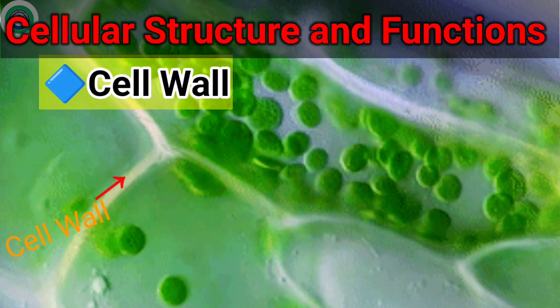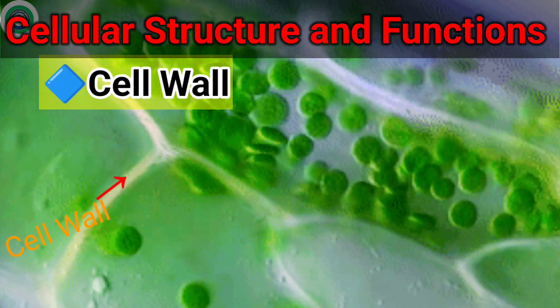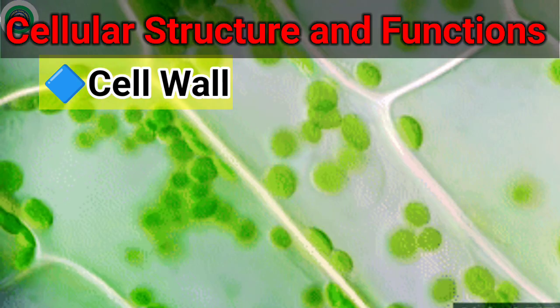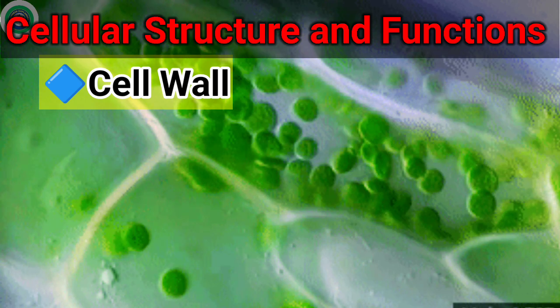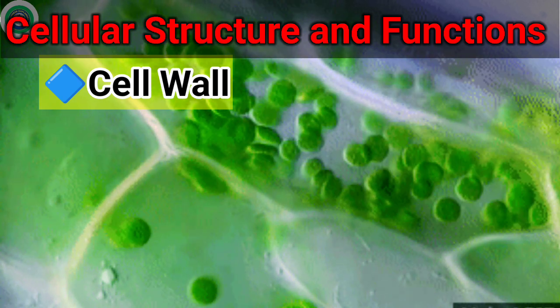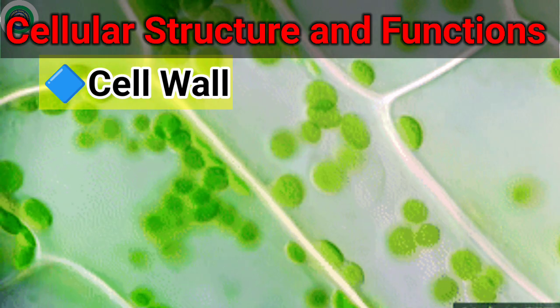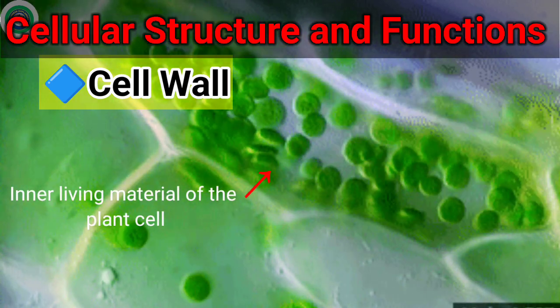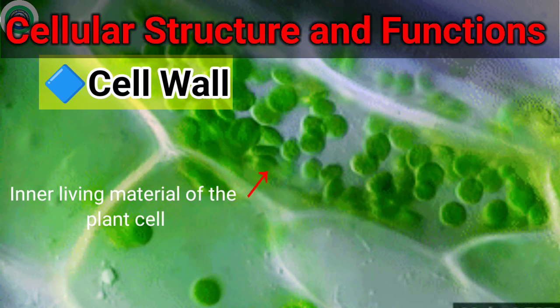Cellular structure and functions. Number 1. Cell wall. The outermost layer of the plant cell is known as cell wall. Cell wall is a non-living and strong component of the cell located outside the plasma membrane. It provides shape, strength, protection, and support to the inner living matter of the cell.